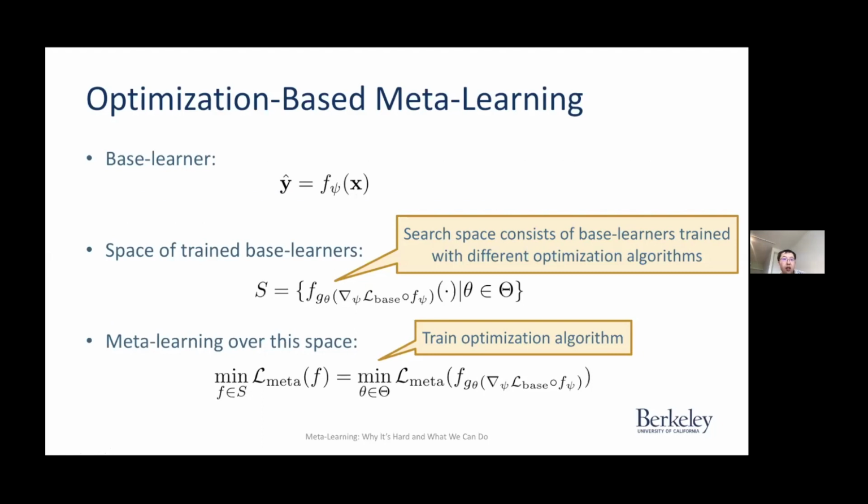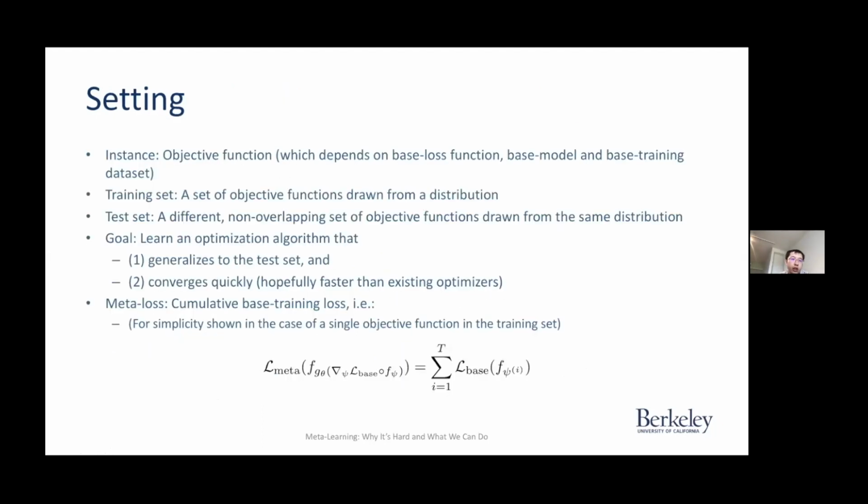Okay, all right. So here's the concrete setting if we're going to think about how to learn an optimization algorithm. The instance here is going to be an objective function. Classically in machine learning, we typically think of images or sentences as different instances. Here, the different instances are the objective functions. So the objective functions are, of course, going to depend on the base loss function, the base model, and the base training data sets. So when we change any one of them, we're going to change the objective function.